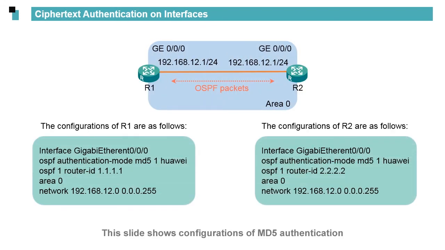This slide shows configurations of MD5 authentication, one type of ciphertext authentication on OSPF interfaces. In the OSPF authentication mode MD5 Huawei command, 1 is the key ID and Huawei is the password. The key ID and password configurations of R1 and R2 must be the same so that they can exchange OSPF packets. With the ciphertext authentication, the password in the authentication data field is stored in ciphertext.